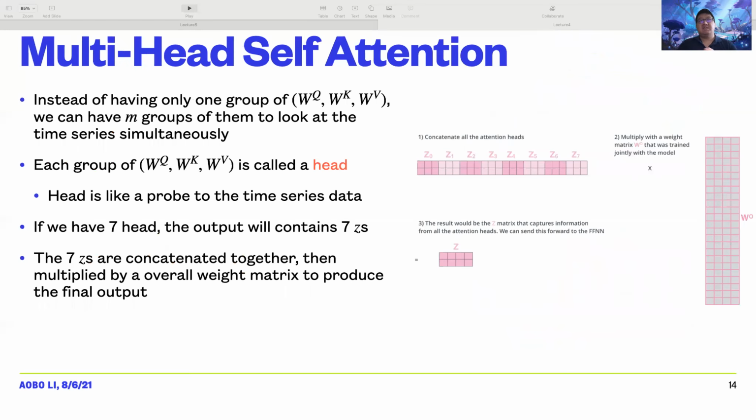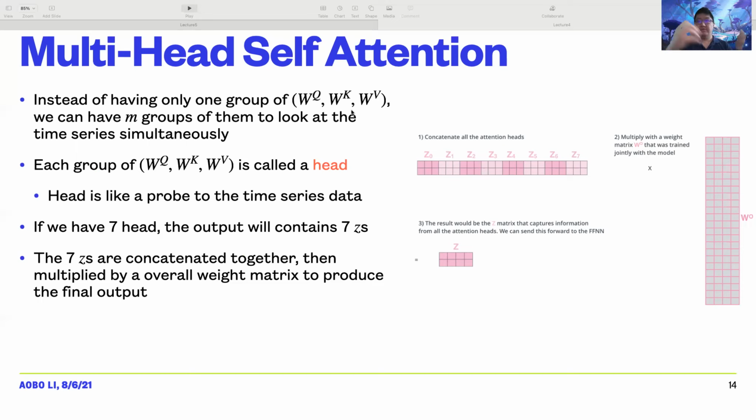Okay, so the next concept is what we call the multi-head self-attention. In what we discussed earlier, we mentioned that we can have this set of kernel matrices WQ, WK, and WV. But instead of only having one group of WQ, WK, and WV, we can actually have many groups of them. For example, if we have M groups to look at the time series simultaneously, then each group of WQ, WK, and WV is what we call a head. You can think of a head as some kind of probe to probe the time series data.